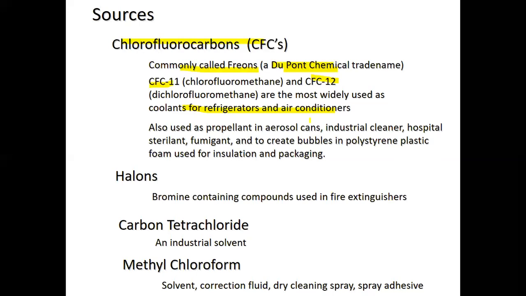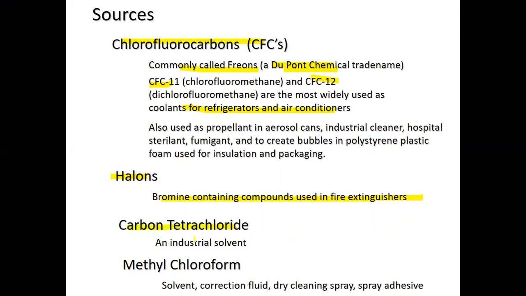Luckily, they are now banned from being generated, consumed, produced or distributed. Luckily, now they are not available after the ratifying of the Montreal Protocol. CFC-11 and CFC-12 were also used as propellants in aerosol cans, industrial cleaners, hospital sterilants, fumigants, and to create bubbles in polystyrene plastic foam used for insulation and packaging. Those are the industrial uses. Then halons, bromine-containing compounds used in fire extinguishers, are also responsible for the ozone layer depletion.